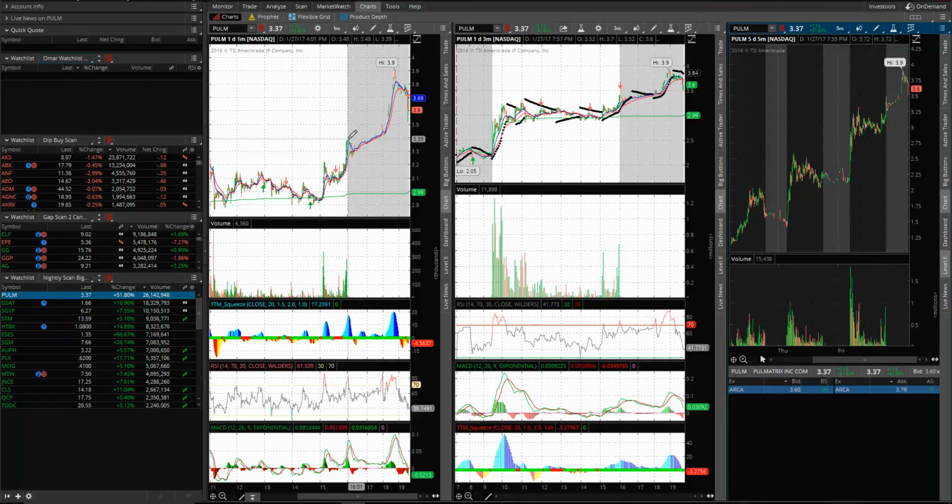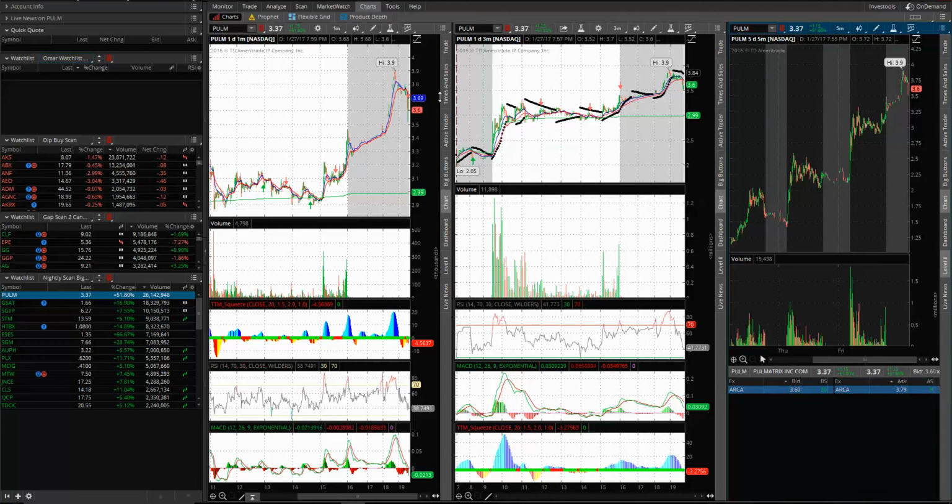When it closed Friday, this gray signifies the after hours. It closed at 3.46, and it gapped up all the way to 3.90. It's currently right now at 3.68, which is incredible. This is so overextended that this is going to be a phenomenal short opportunity.